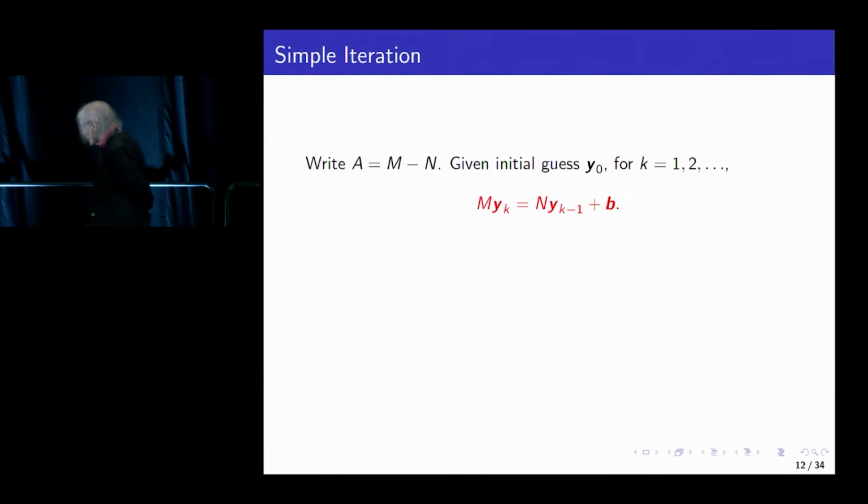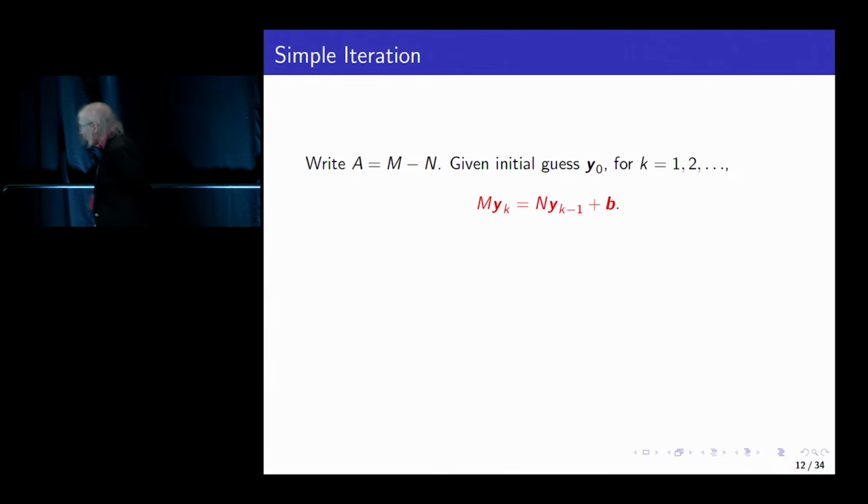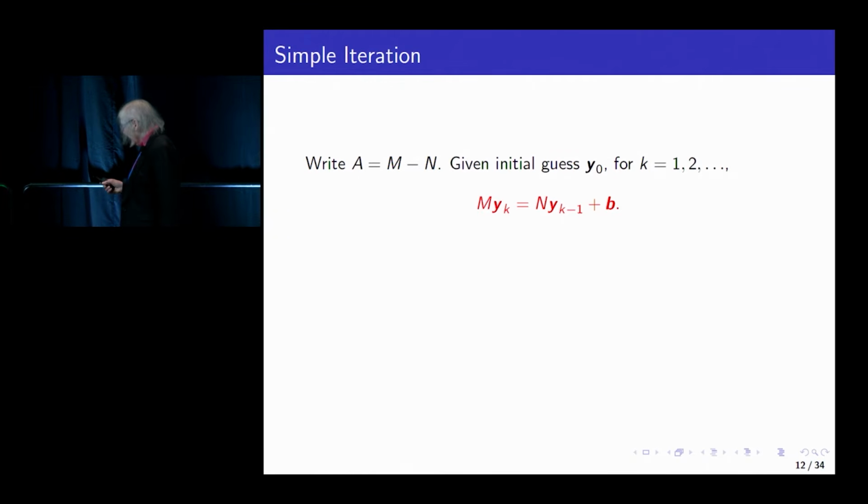Okay, so simple iteration. We write the matrix A as M minus N, where M is maybe the diagonal, or the lower triangle of A, something that is easy to solve. Given an initial guess for the solution, we advance the approximate solution by solving a linear system: M times y_k is N y_{k-1} plus b. Very simple, not much to it.